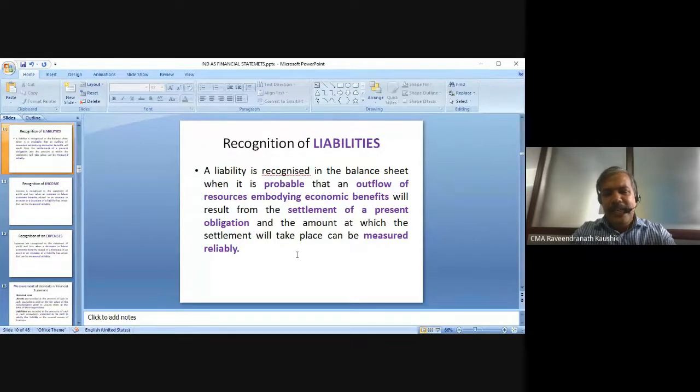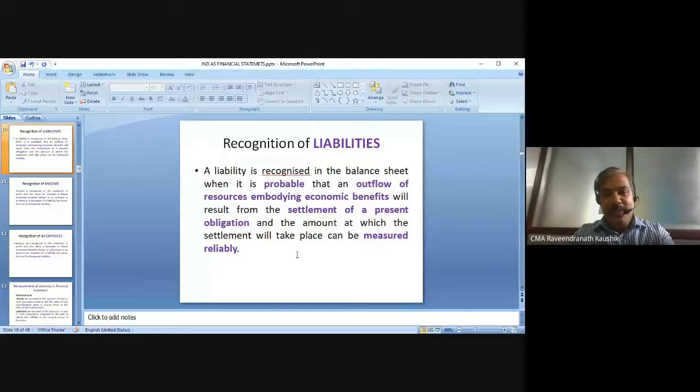So when we are talking about that, definitely the outflow of resources embodying the economic benefit needs to be kept in mind, and settlement of a present obligation. Again, the word obligation is very important here. An obligation arises when there is a legal backup for it. So if X gives, let us say, a loan to Y, just in kind, without any contractual agreement, you may say there is an obligation. But from a legal point of view, there is no obligation because there is no written contract between X and Y. There is nothing legally enforceable which has been signed between X and Y. That means there is no obligation that Y should pay X for the money he has got, unless it is stipulated with terms and conditions.